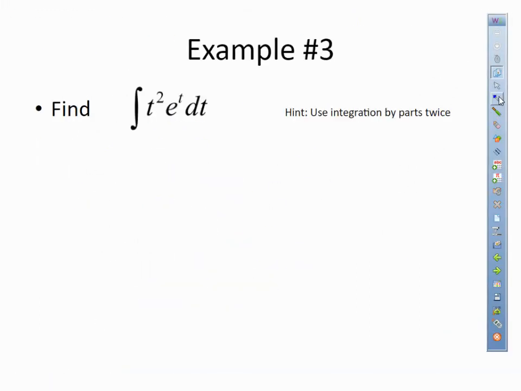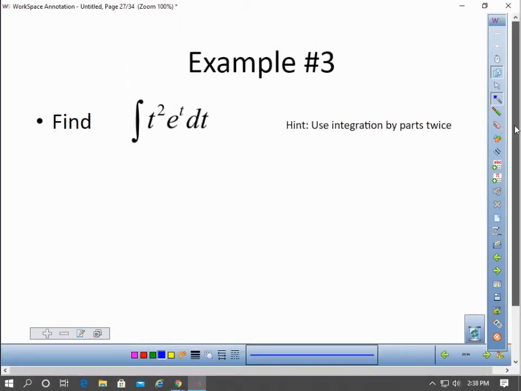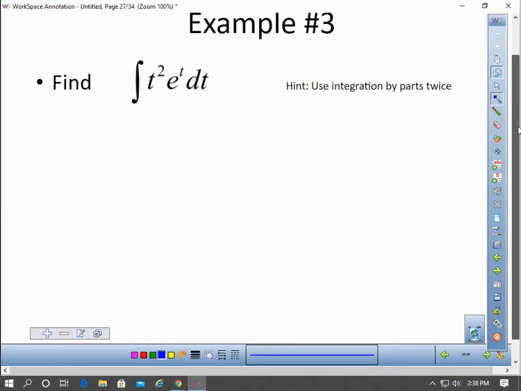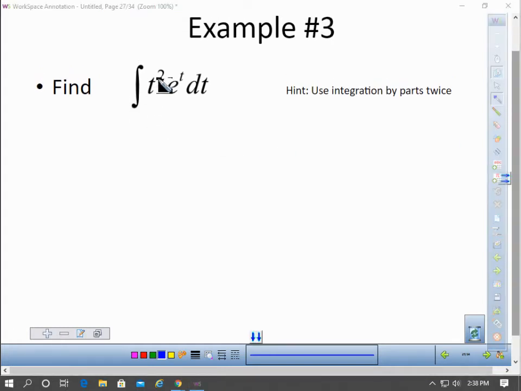Problem number 3. So this one says to use integration by parts twice, okay? So let's see how this one works out. Notice it also has a t squared in it, which is a polynomial, which means this problem also works with that tabular feature, but I'm going to show you the integration by parts first, and then we'll do the tabular feature, which I know you love already because it's so easy.